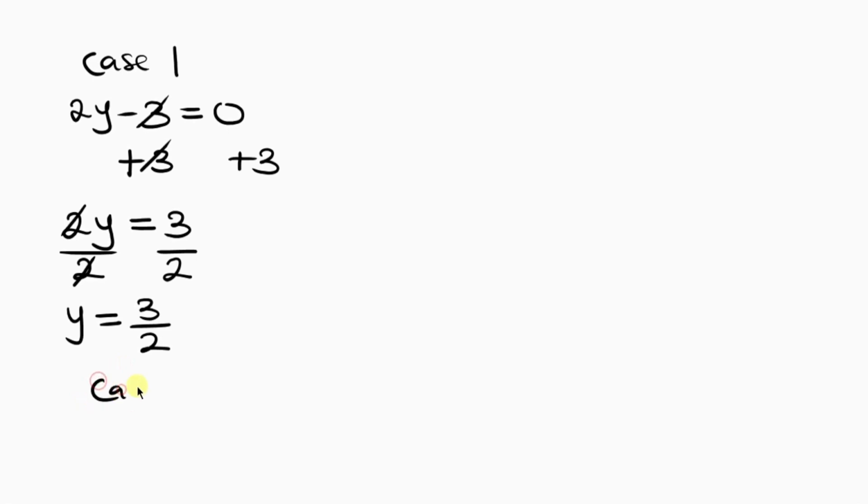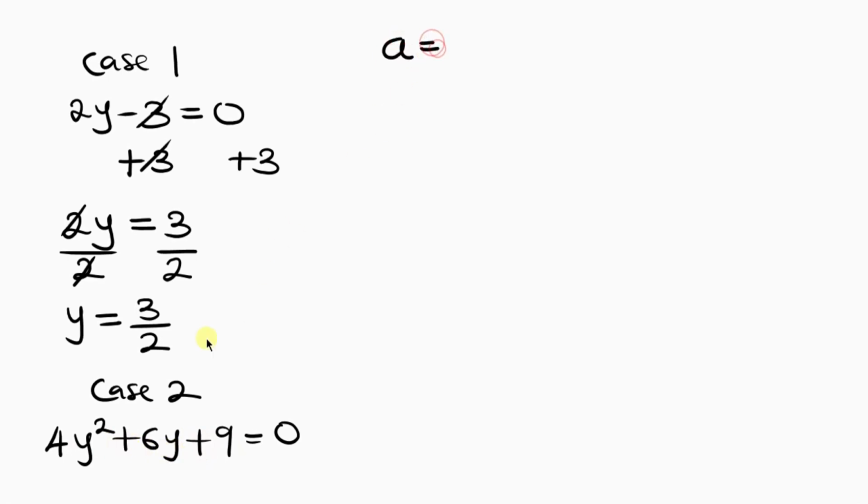Now for our case 2, remember our case 2 is 4y squared plus 6y plus 9 equal to 0. Well, this quadratic equation cannot be factorized, so we're going to be using the quadratic formula to solve this. Now, using the quadratic formula means we're going to have our a. A is the coefficient of y squared, which is 4. B is the coefficient of y, which is 6. And then C is the constant term, 9. Very good.